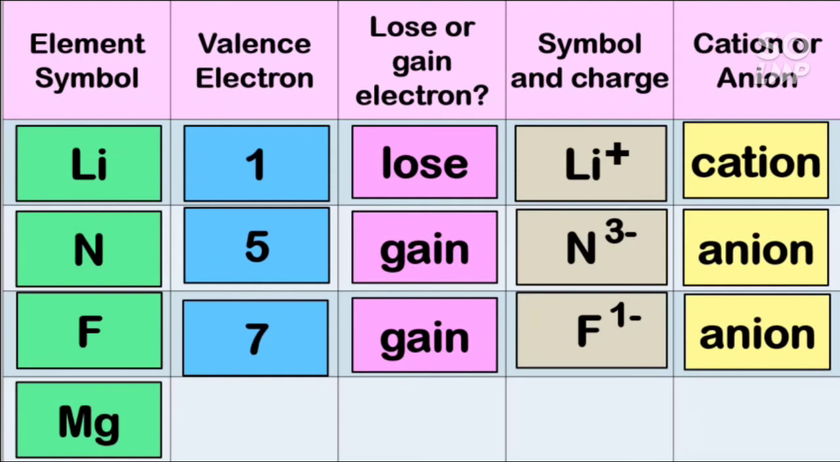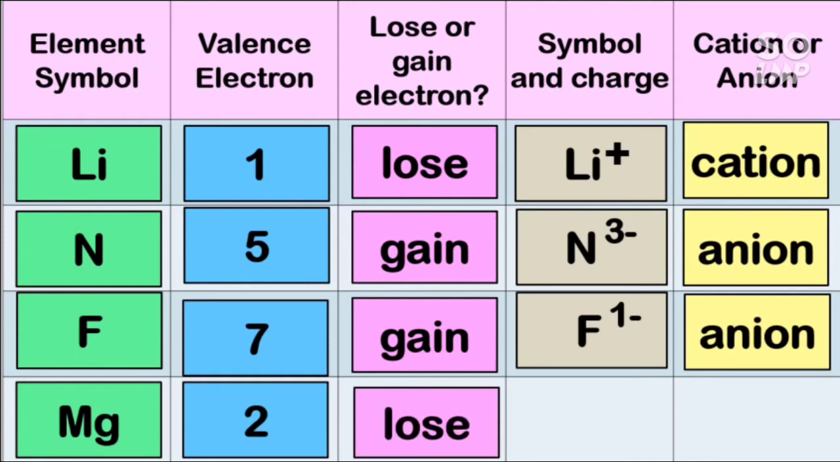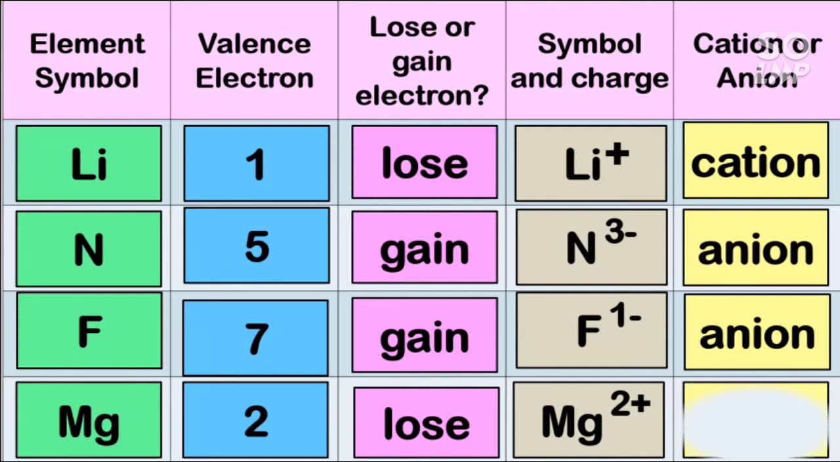Magnesium is located in group 2, which means it has 2 valence electrons. And magnesium is a metal, meaning it will lose electrons in chemical bonding. According to our diagram, magnesium has a positive 2 charge. And since it loses electrons, it will become a cation. I hope it is clear to you.